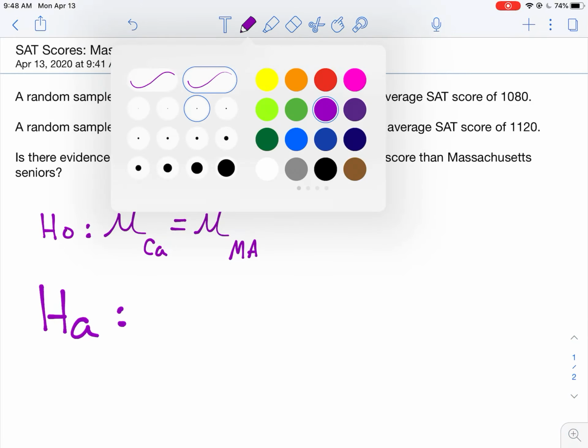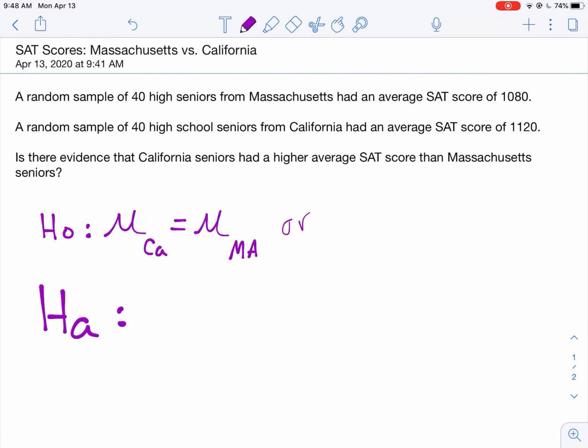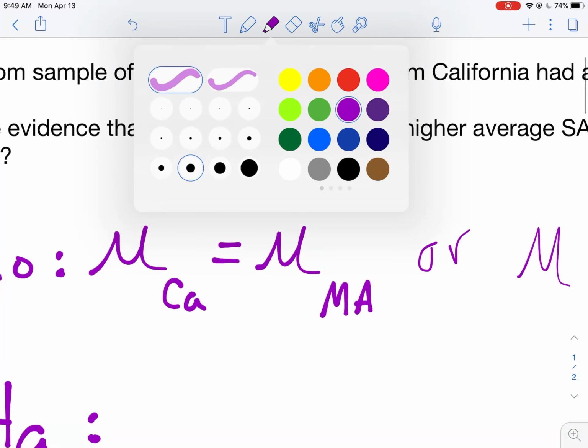And you notice how I'm not really throwing any values in here. The other way I could write it is mu of California minus mu of Massachusetts equals 0. Notice how I'm not throwing in any SAT scores in here, though. That's important. You're not throwing any values in here except for that 0. You're just trying to establish that your null is that they're the same. You're assuming they're the same here.